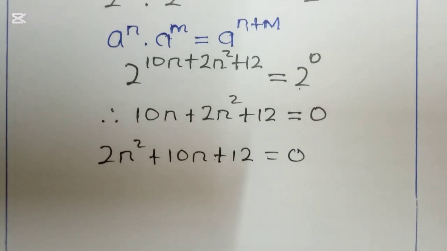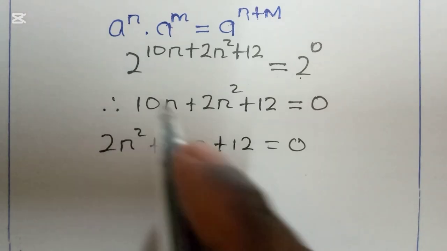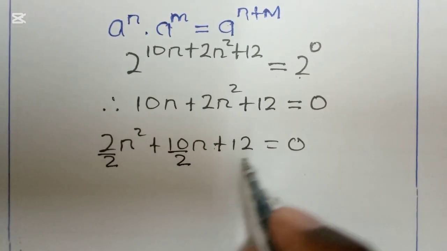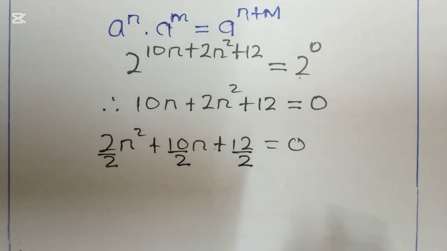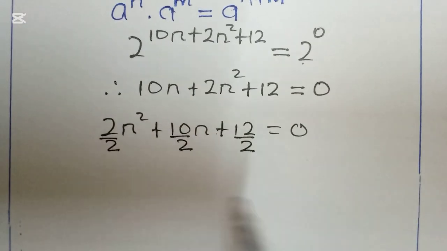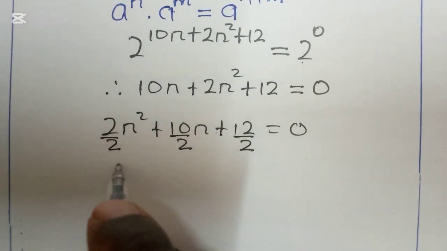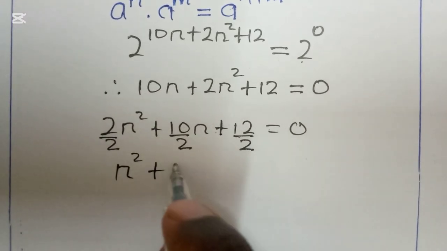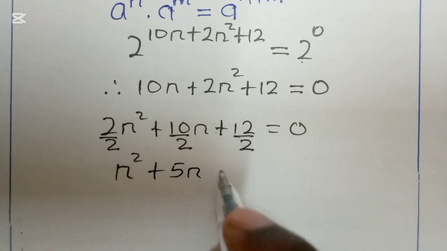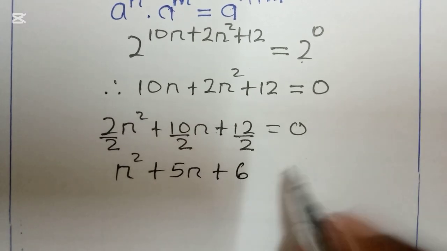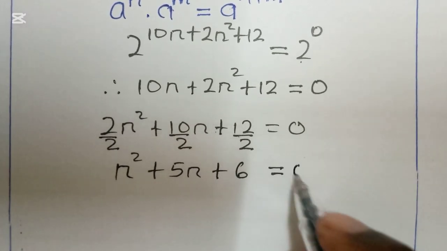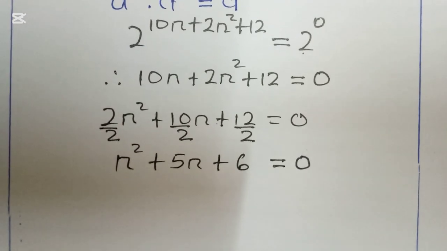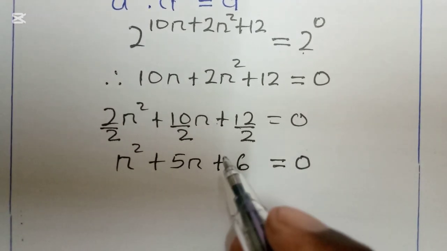We can simplify the quadratic equation by dividing by 2, because this side if we divide by 2 is still 0. So we shall have n squared plus 5n plus 6 equals to 0. Guys, looking for two numbers that if you multiply you get 6 and you add you get 5. Those two numbers are 2 and 3.